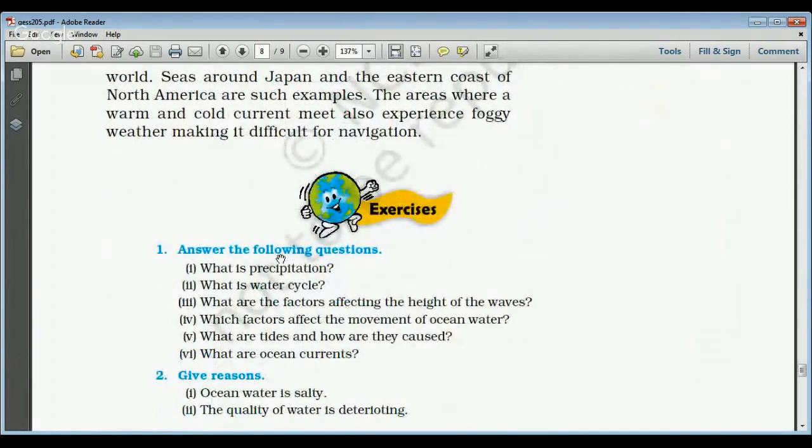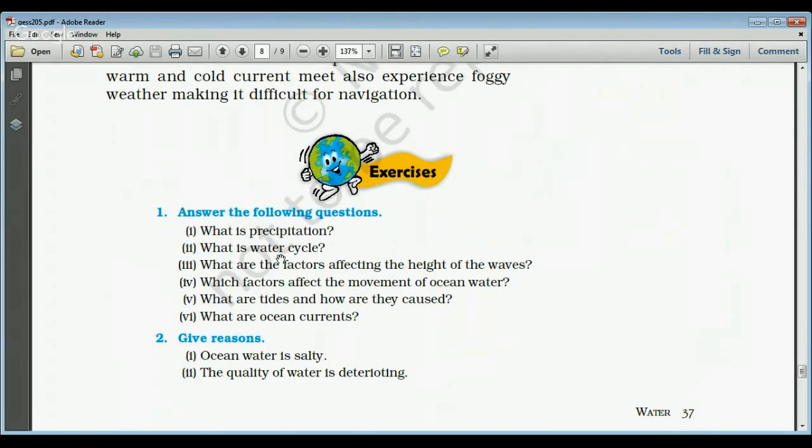Now we'll see the exercises. Precipitation is rainfall occurring in the form of rain or snow or sleet. Water cycle: water keeps moving from one stage to another, like from the ocean it evaporates and then goes up and makes clouds and then comes to the earth in the form of rainfall. So this is known as the water cycle.